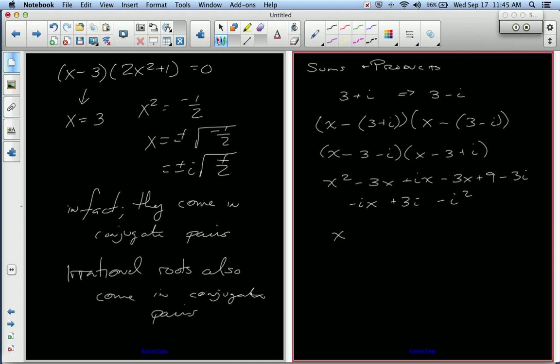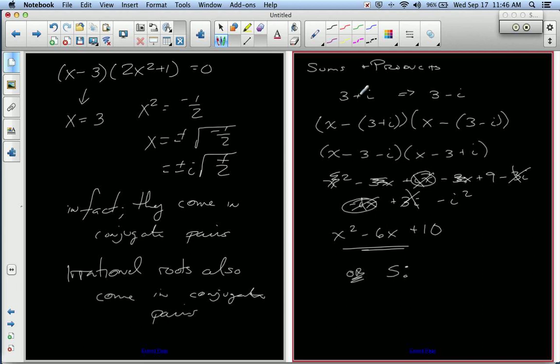Combine like terms, x squared, done, minus 6x, ix and negative ix cancel out. Negative 3i and 3i cancel out. And negative i squared is positive 1, so that's a plus 10. Okay, or we can use sums and products.